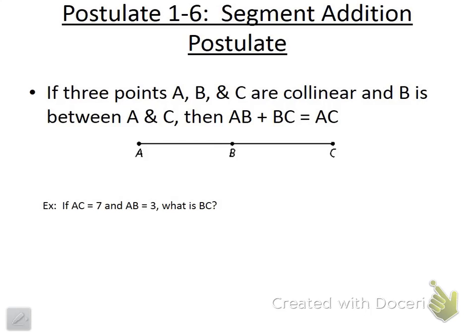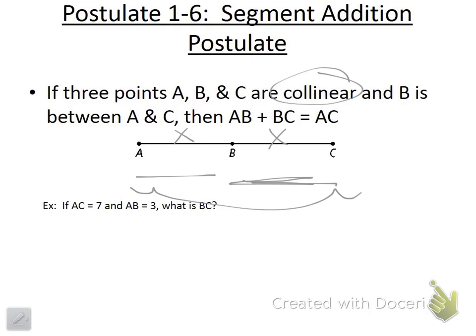So I have my line A, B, and C, and they exist on the same line because they're collinear. They coexist on the same line. B is in between A and C. So it's sitting in between A and C. So if AB plus BC, it should equal this entire thing, because I'm adding these two segments right here together to get the whole segment. So I'm going to erase this stuff.